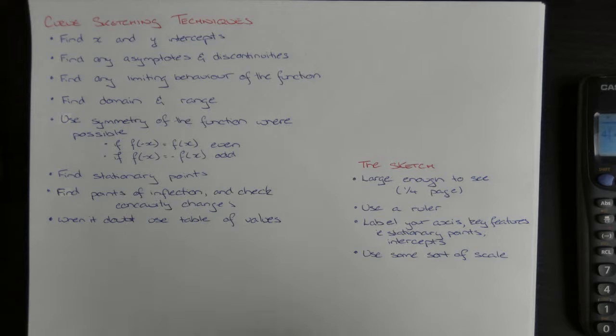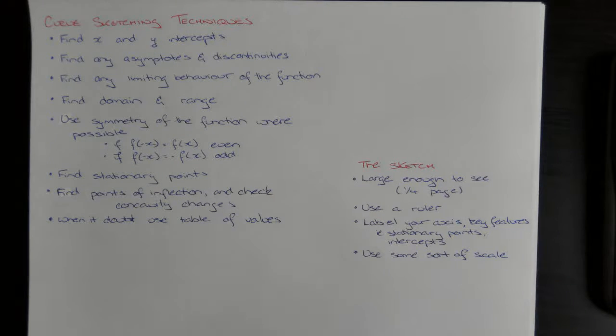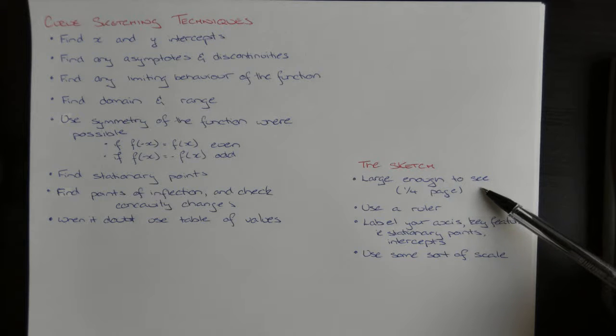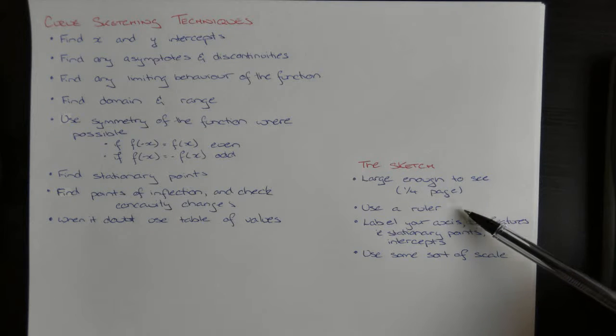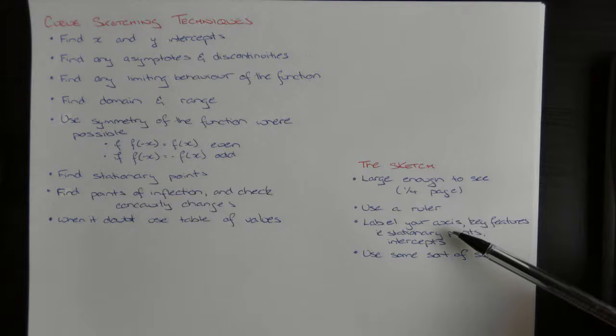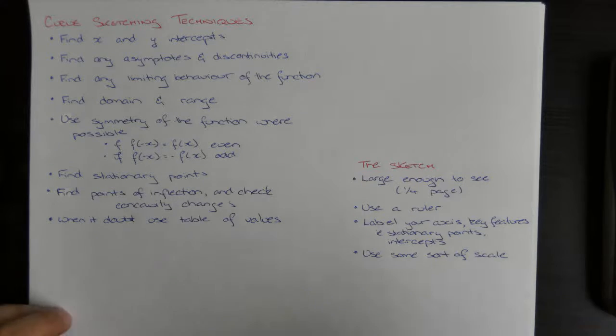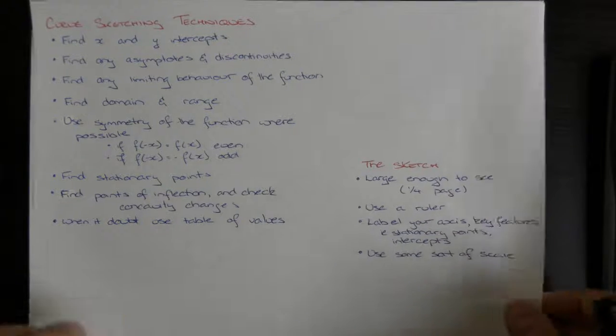Remember for exams, we want the sketch to be big enough so that we can read it, so at least about a quarter of a page. Definitely use a ruler. Label your axes and any key features such as stationary points or intercepts, and use some sort of scale for your axes.